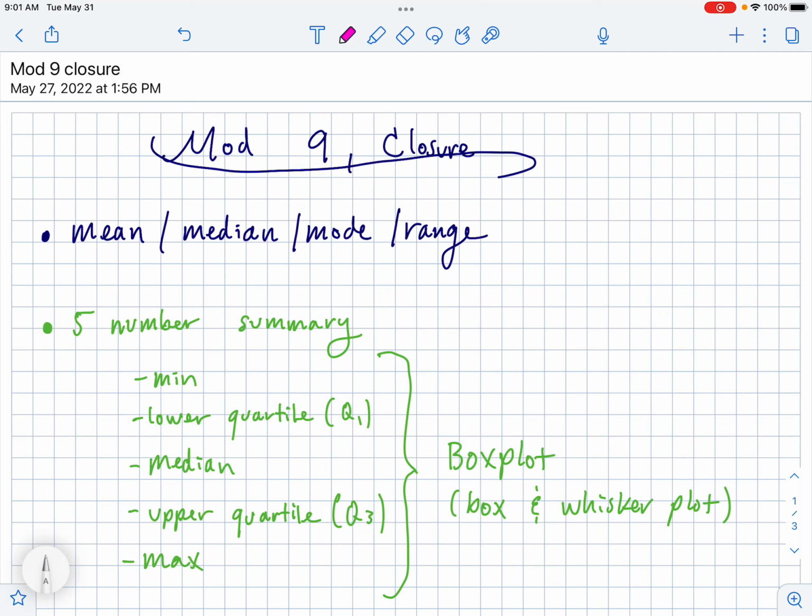All right, AGS1. We've reached the end of Mod 9, which is our statistics unit. So we're going to talk today about closure notes, which means anything that could come up on the test next class.